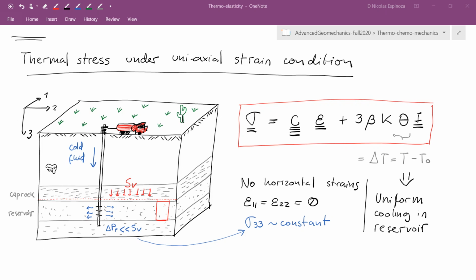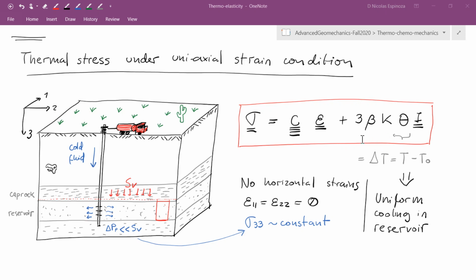In the previous lecture, we developed the constitutive equation for thermo-elasticity for homogeneous linear isotropic media. And we saw that it makes sense to put the stress as a function of the stiffness matrix times the strain plus another term that corresponds to temperature, where beta is the linear thermal dilation coefficient, K is the bulk modulus of the isotropic solid, and theta is the change of temperature.